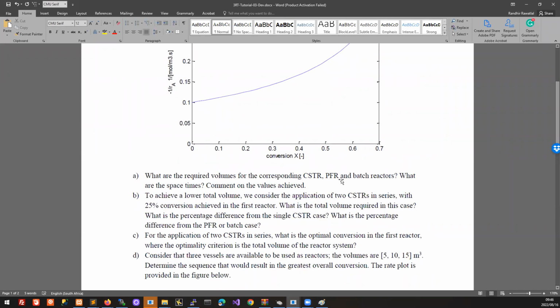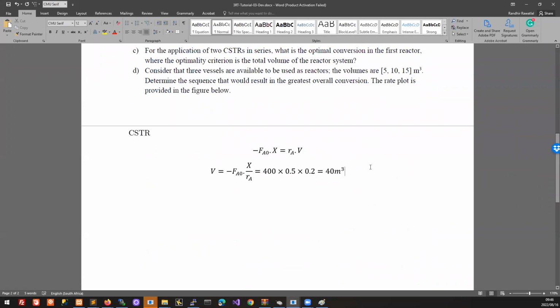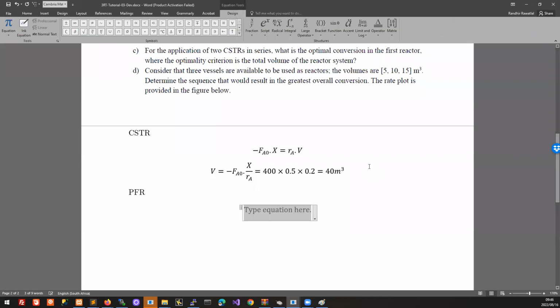So that's the CSTR so far. Then for the PFR, of course, we have, let's just note that. So for the PFR, we have FA naught dX/dV equals RA, minus RA. And always just stop and check the units quickly.